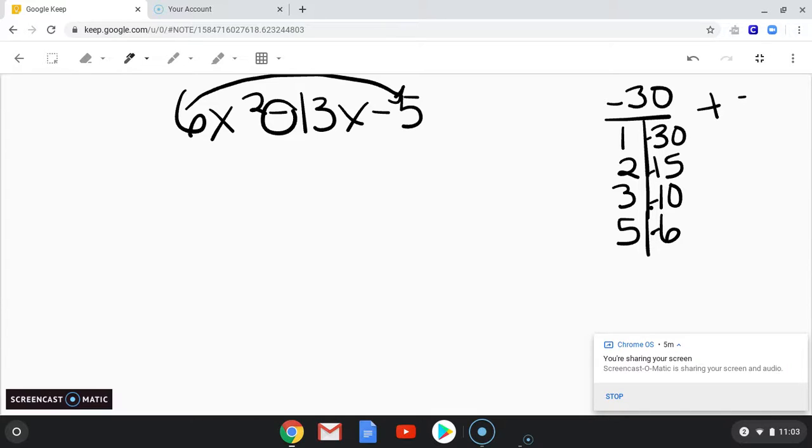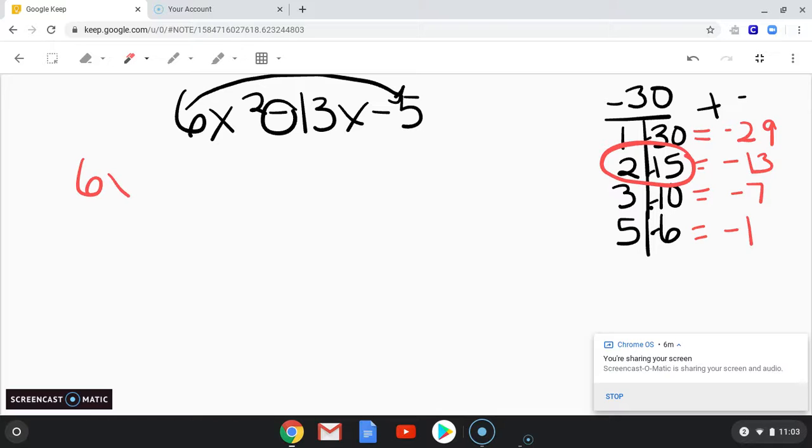At this point, my job is to add up my factors. I'm going to switch over here and start writing. If I add these two up, I get negative 29. Add the next two up, I get negative 13. Add the next two factors, I get negative 7. Next two factors, add them up, negative 1. So which two factors add up to give me the middle number of negative 13? That's going to be the 2 and the negative 15. So I'll circle those.